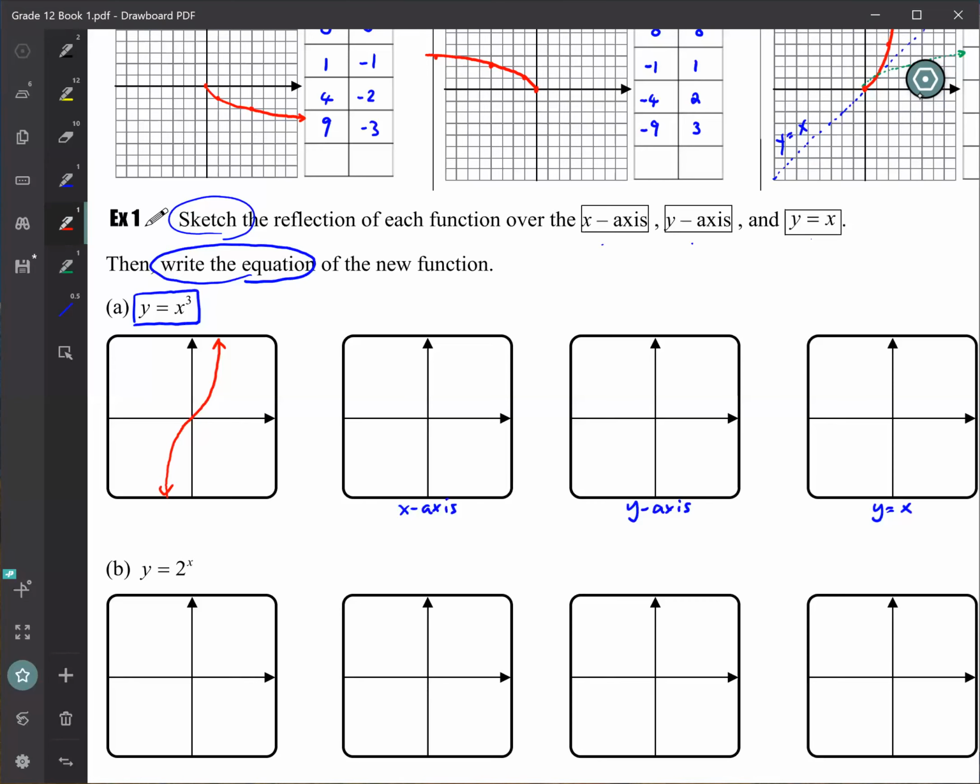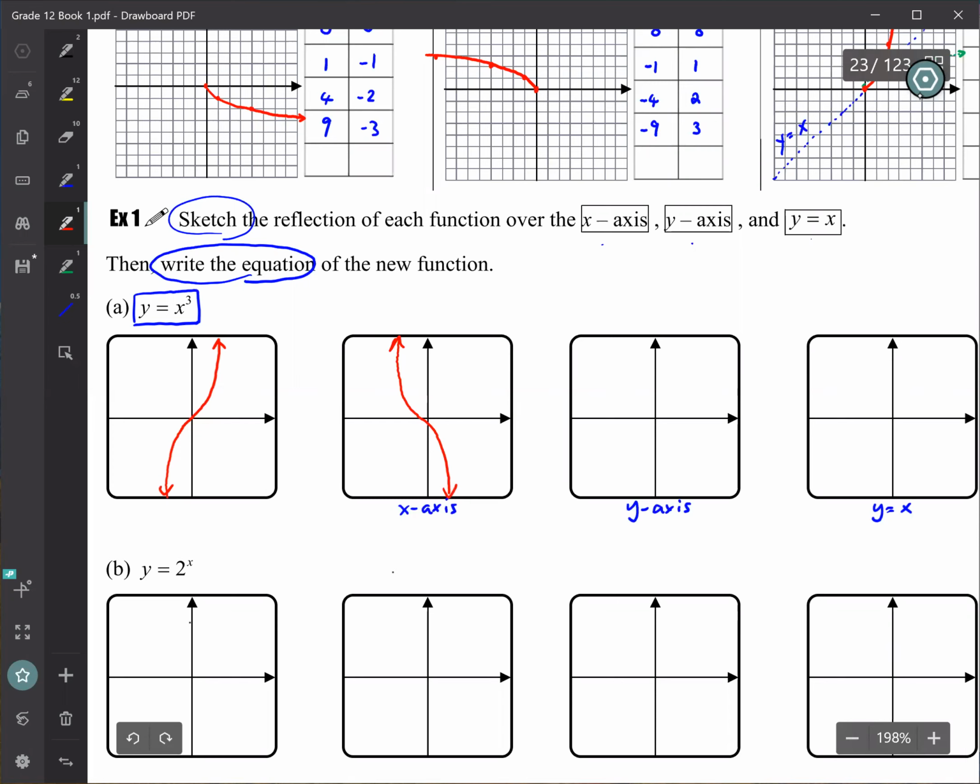Okay, let's do the x-axis first. Donna, can you help us draw the x-axis one? Pretty fast, that's good. It's correct, very good. So for the x-axis, you flip it upside down. It used to be down there, it will go up. It used to be going up, it will go down.